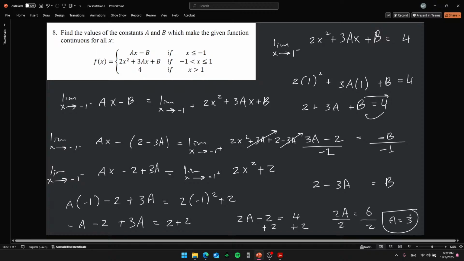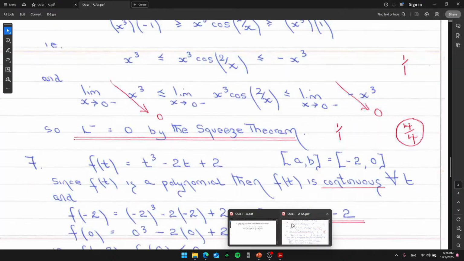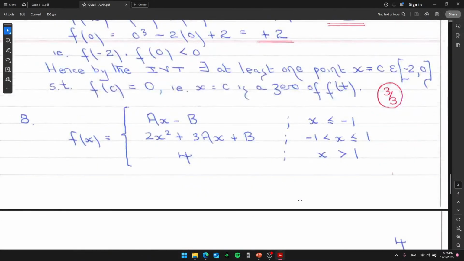Now you got the value of a. If you want to get the value of b, just simply plug in a here. So 2 minus 3 times 3, 2 minus 6. Okay, 2 minus negative 4. So a is equal to 3 and b is equal to negative 4.